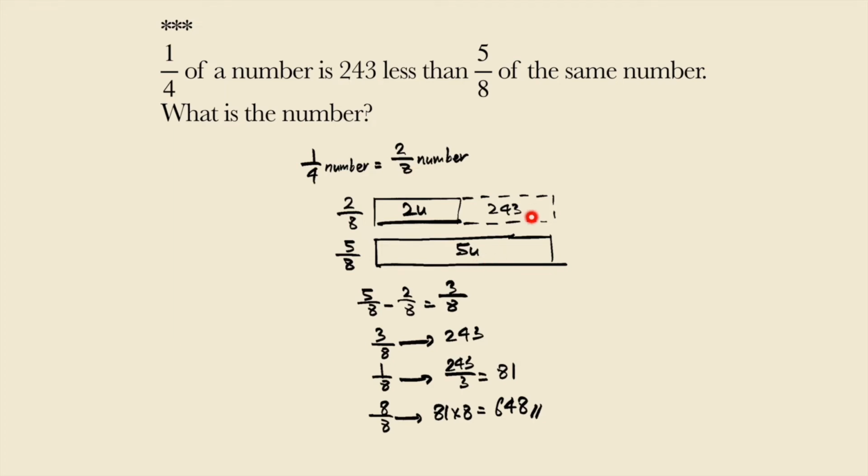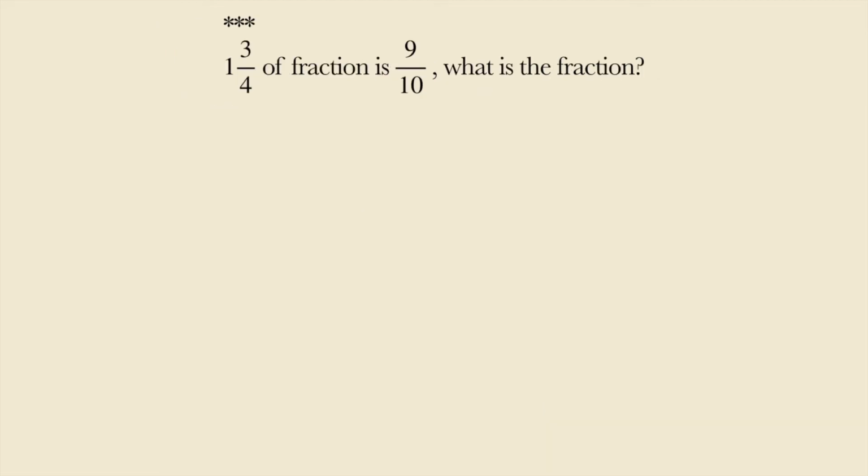Doesn't that mean 3 parts is 243? That tells me that 3/8 is therefore representing 243. So what's 1/8? It's 81. What is the number? 8 over 8. That's 648.